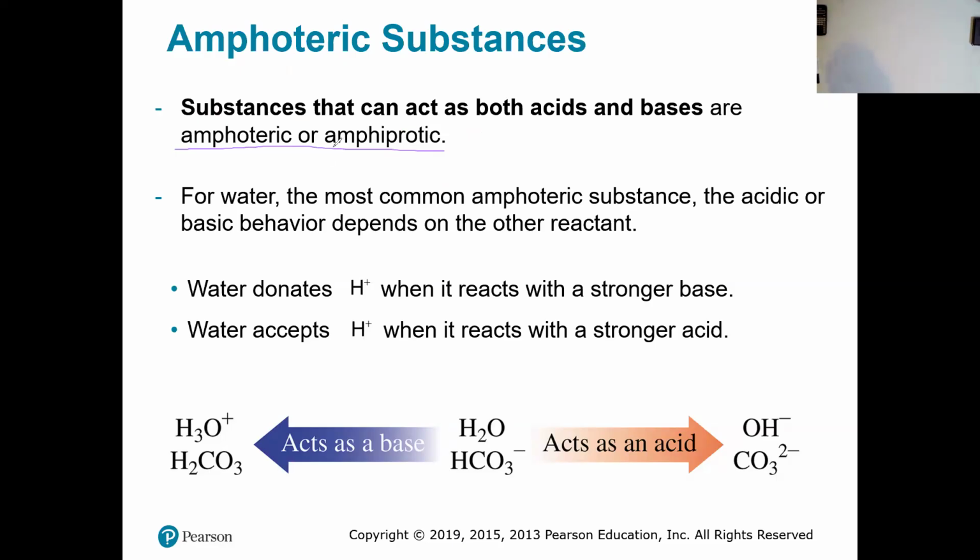It's something that can act like an acid or a base, something that can donate a proton or accept a proton, depending on what it's mixed with. Water donates an H plus when it's reacting with a stronger base. Water can accept an H plus when it's reacting with a stronger acid. So anything that can act as both an acid or a base is going to be considered amphoteric or amphiprotic.